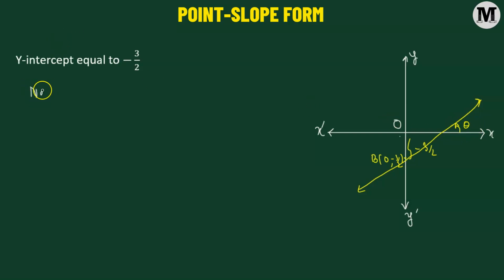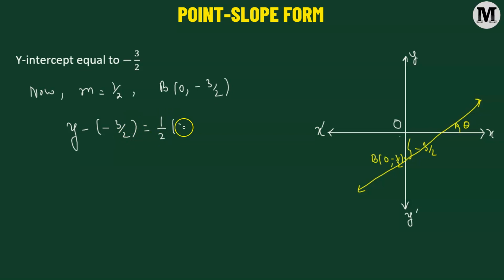Now, we have the slope m, which we have already obtained, was half. The line passes through the point B, (0, -3/2). So the equation of the line is going to be given by y minus y1, so y1 is -3/2, equals the slope half times x minus x1. So x1 is 0. So we have y plus 3/2 equals x/2.